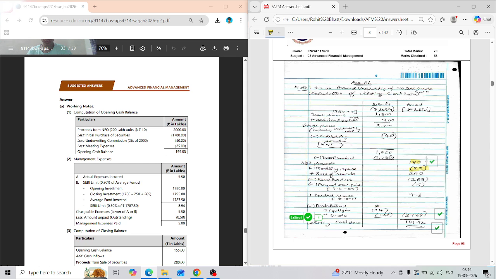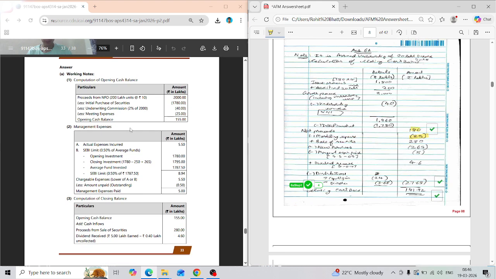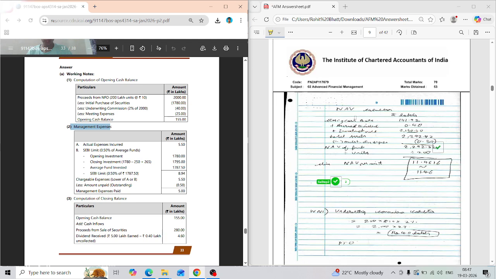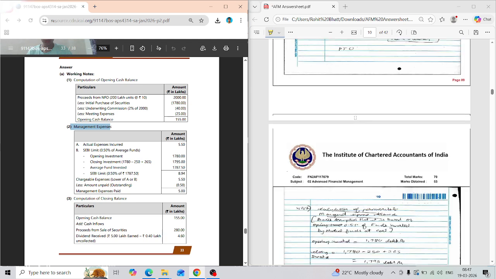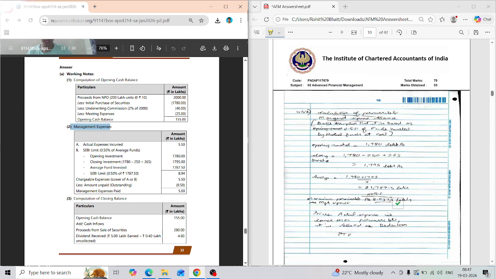180 minus 25, which is 155. If you net off the first 3 figures and reduce the meeting expenses, it comes out to 155. I have not shown that figure, but I have shown these 2 figures, and hence the examiner has ticked it and given me marks. Then management expenses. I have seen a lot of copies where marks have been deducted because this working has not been shown. The principle is that whatever calculation you do, you need to show working. You do not have to do calculations in your mind.